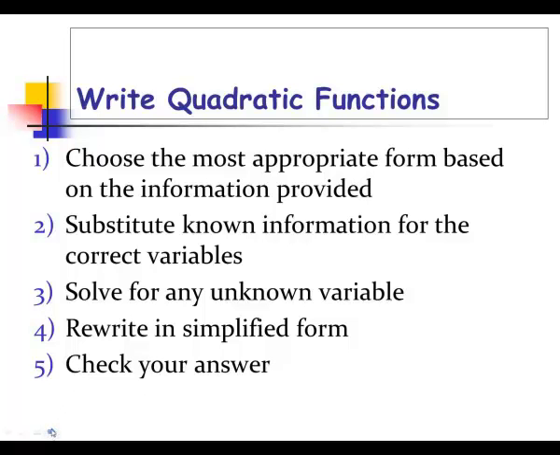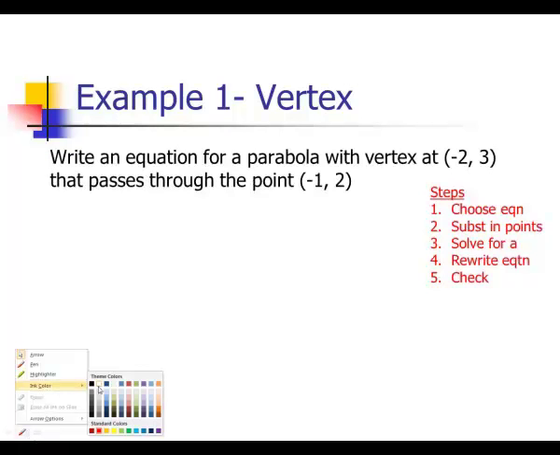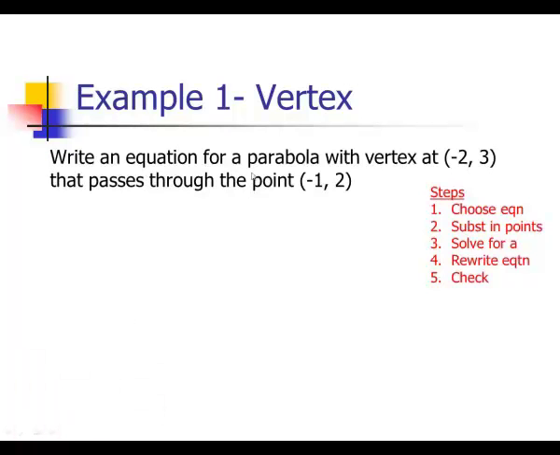The first example says, write an equation for a parabola with vertex at (-2, 3) that passes through the point (-1, 2). Since it gives me the vertex, I'm going to want to use vertex form. So y equals a, x minus h squared plus k. It tells me my vertex. My vertex is always h and k. And the point it gives me is x and y.